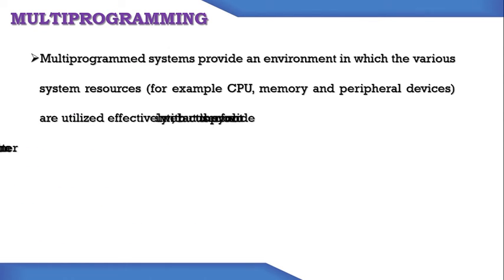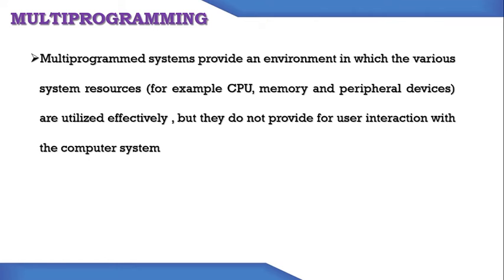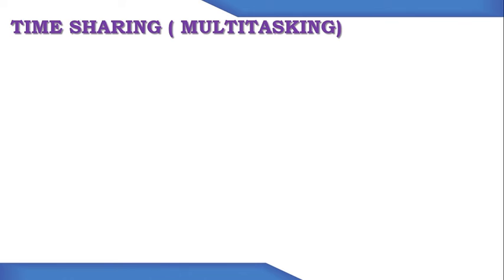Now a multiprogramming system provides an environment in which the various system resources like CPU, memory and peripheral devices are used efficiently and effectively, but they do not provide for user interaction with the computer system. So a multiprogramming system makes sure that all our resources are used effectively, but does not provide for user interaction with the computer system. That brings us to the next topic, which is multitasking or time sharing systems.